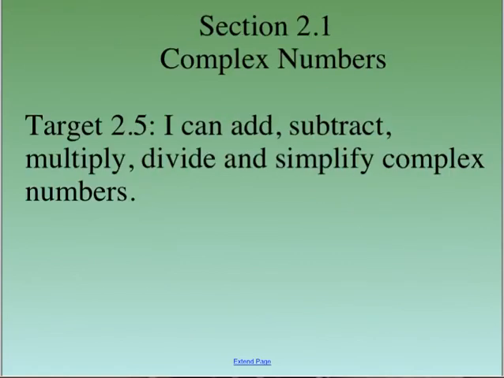So this video covered section 2.1 on complex numbers, and you should be able to add, subtract, multiply, divide, and simplify complex numbers.